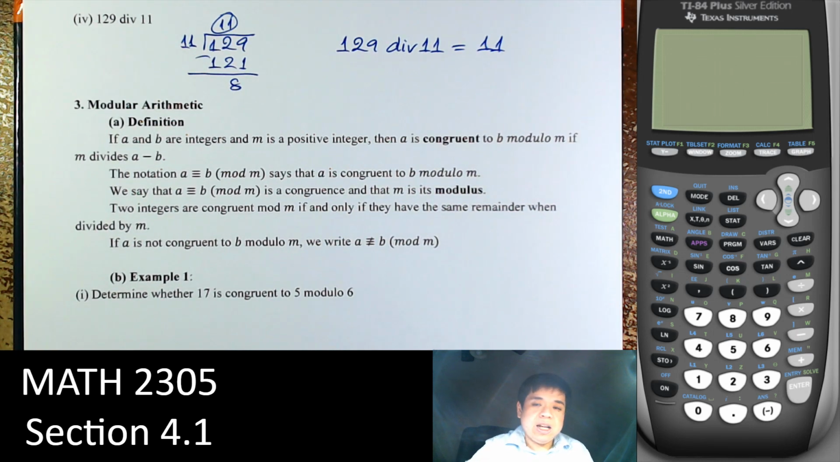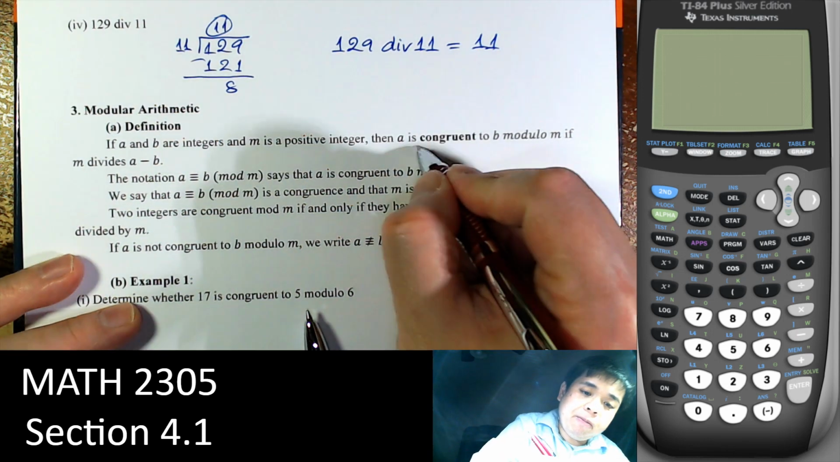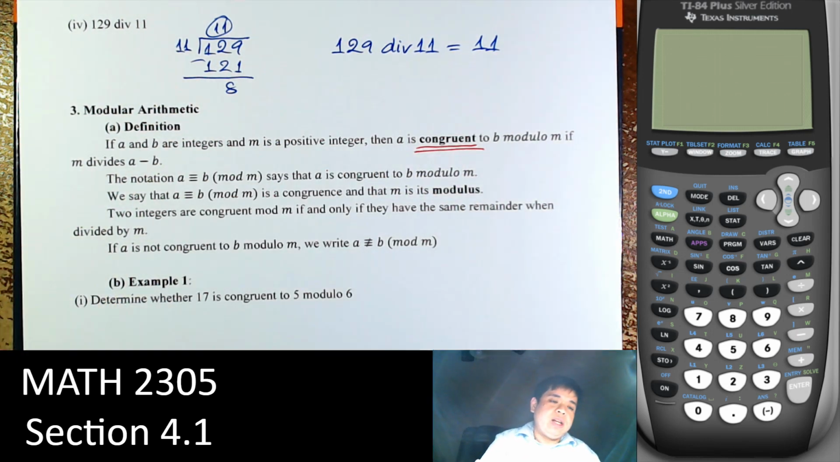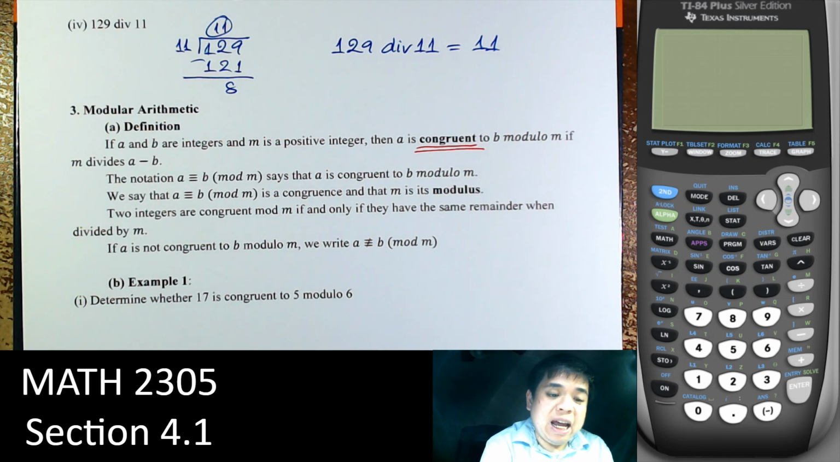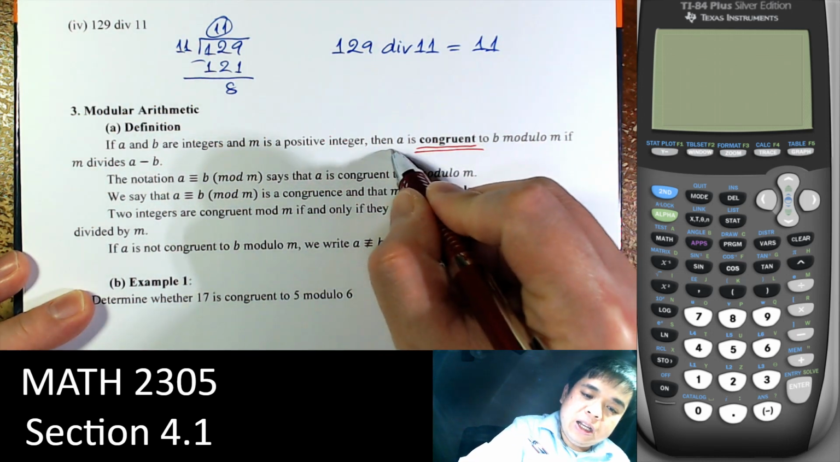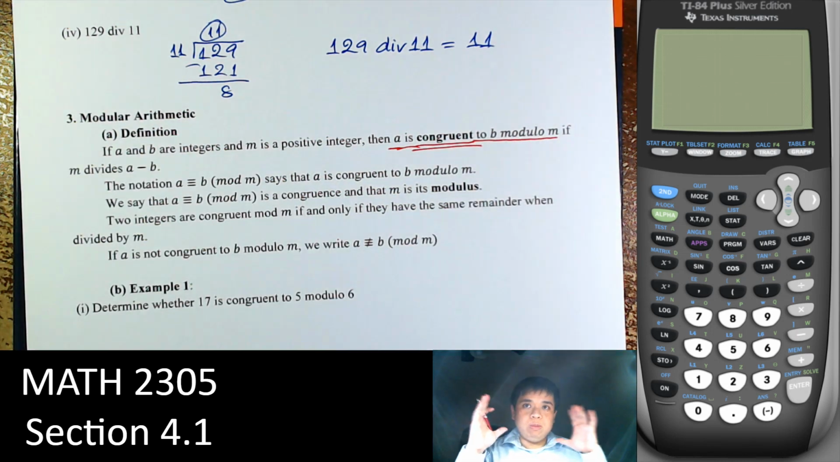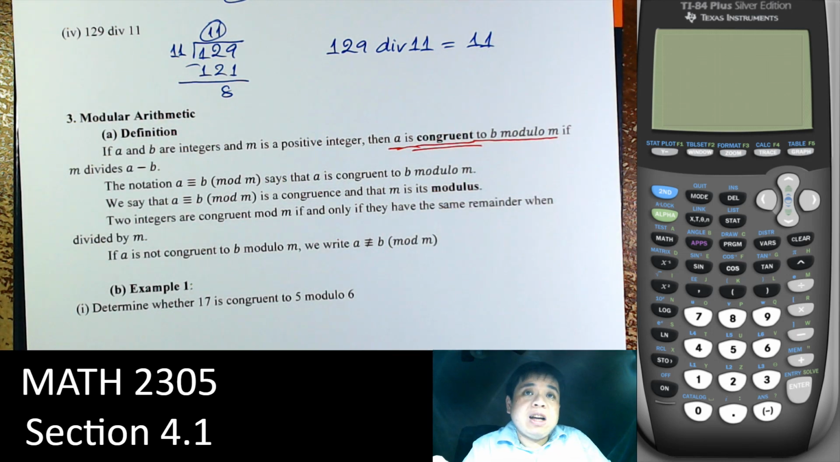Right. Next we define modulo arithmetic. Actually, we define congruence. We say A and B are integers and M is a positive integer, then A is congruent to B modulo M. So that's the whole thing that we define here, if M divides A minus B. So that is the way we say that.